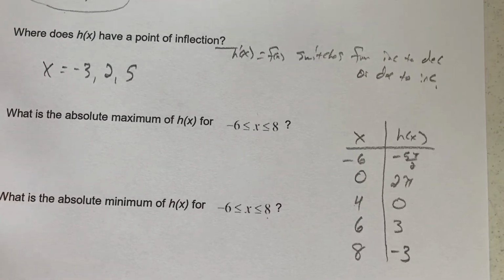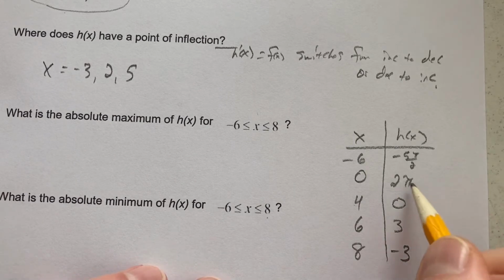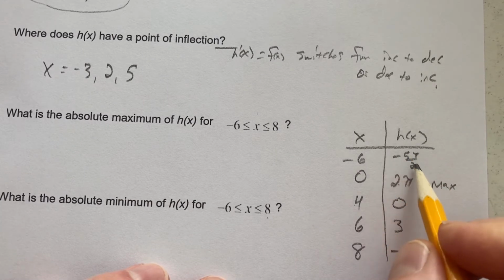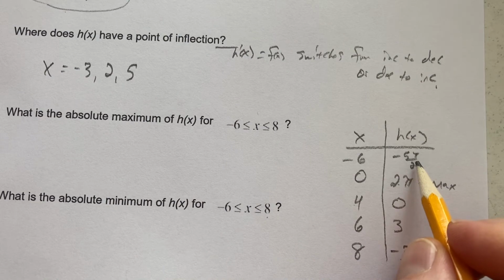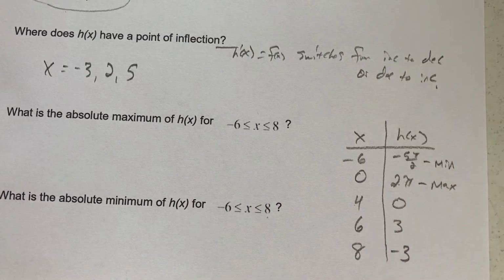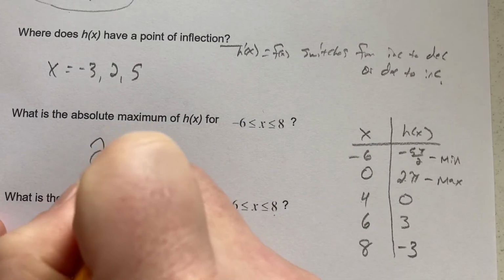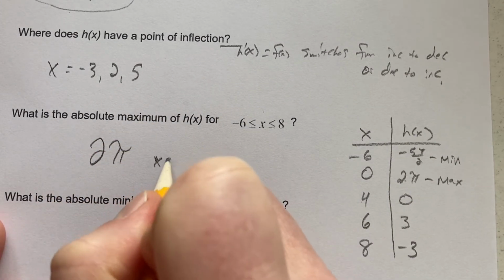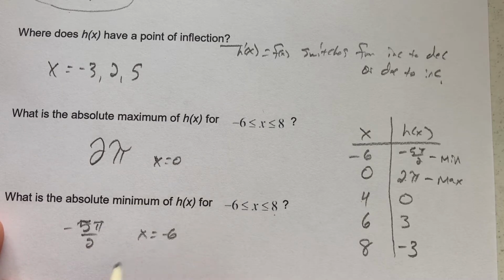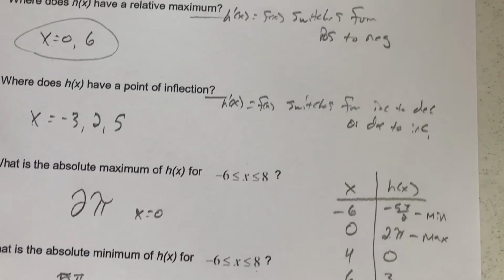All right, now I have to figure out what's the biggest, what's the smallest. So 2 pi, 2 times something bigger than 3 is going to be a little bit bigger than 6. This is the maximum. Negative 2.5 times something a little bigger than 3 would be a negative 7 point something. That's going to be my minimum. So the absolute maximum value of this is 2 pi that occurs at x equals 0. The absolute minimum is negative 5 pi over 2 that occurs at x equals negative 6. Not an easy one, but that's what you have to do.